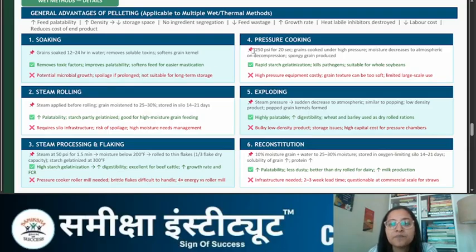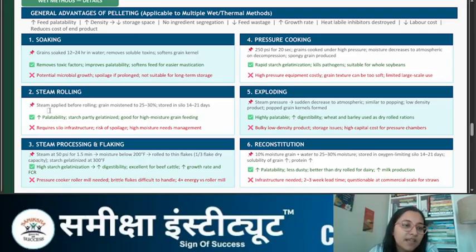Then pressure cooking at 250 psi for 20 seconds. The grains are cooked under high pressure. Normally this is very much followed. Rapid starch gelatinization occurs. It also kills pathogens. But high pressure equipment is required for very large quantities. We need to go for very high, better quality equipment, so it is only suitable for smaller farms.